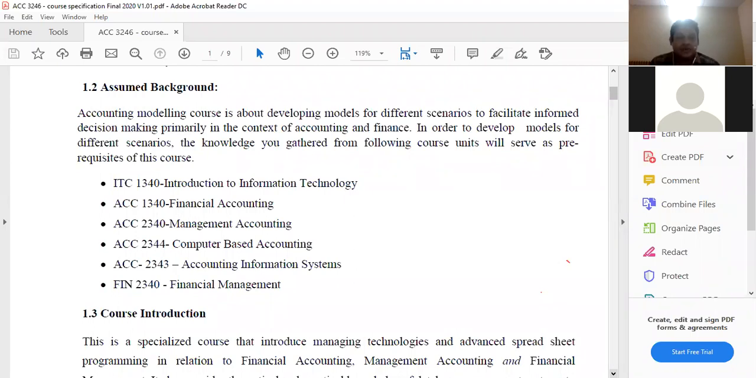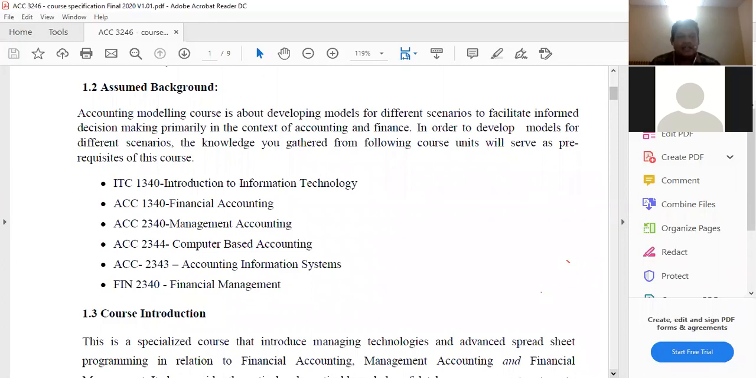Why do we claim so? With the specific example which we'll be providing. But until such time, just have an idea that this course is about the application and the consolidation of the knowledge that you gathered in the previous courses. When it comes to being more specific, this subject takes your knowledge of ITC 1340, Introduction to Information Technology. Your knowledge of ICT is pretty much needed.